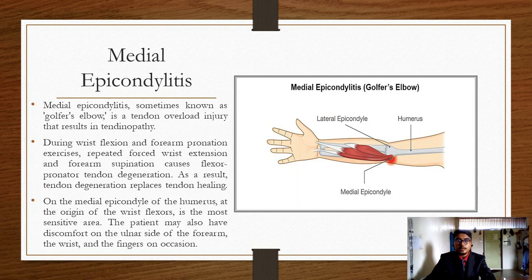So the next one is medial epicondylitis. Medial epicondylitis, sometimes known as golfer's elbow, is a tendon overload injury that results in tendinopathy. During wrist flexion and forearm pronation exercise, repeated forced wrist extension and forearm supination cause flexor pronator tendon degeneration. As a result, tendon degeneration replaces tendon healing. The medial epicondyle of the humerus, at the origin of the wrist flexors, is the most sensitive area. The patient may also have discomfort on the ulnar side of the forearm, the wrist, and the fingers on occasion.